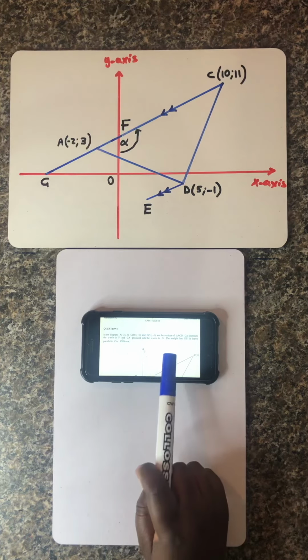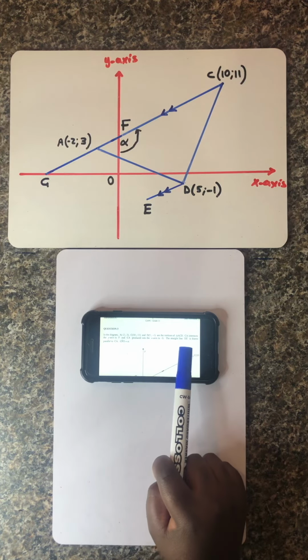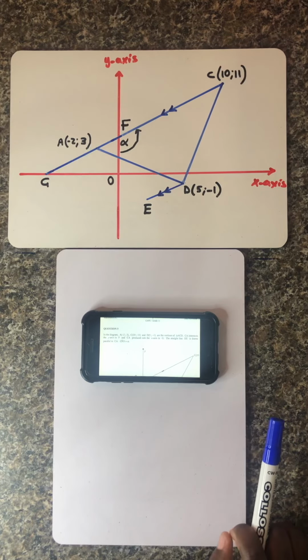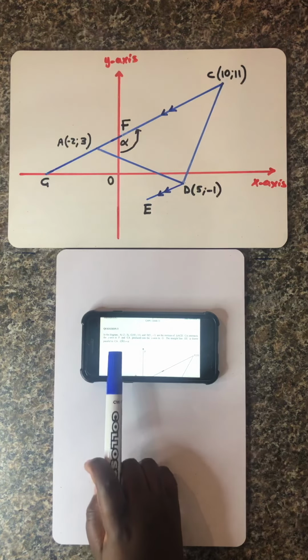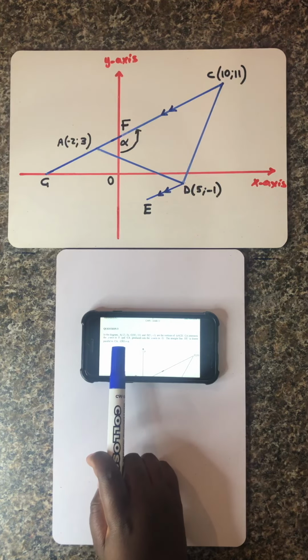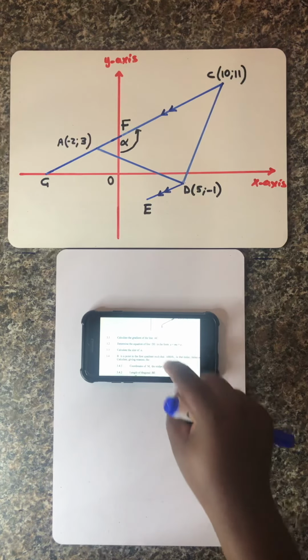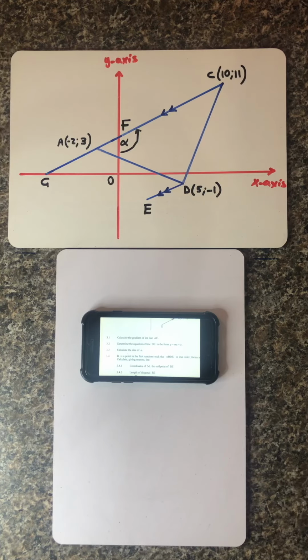So the straight line DE is drawn parallel to CA. Very, very much important, ladies and gentlemen. They're talking about that straight line which is parallel to that straight line. And again we've got alpha, so they just say angle CFO is equal to alpha. Okay, so now, good people, let's start with our very first question.